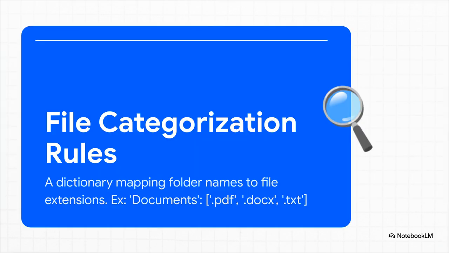Now, to make our script really flexible, we're going to use one of Python's best features, a dictionary. This basically becomes our rulebook. We can map folder names like images to a list of all the different image extensions like .jpg and .png. The best part is, if you want to add new file types later, you just update the list. You don't have to touch the core logic of the script at all.